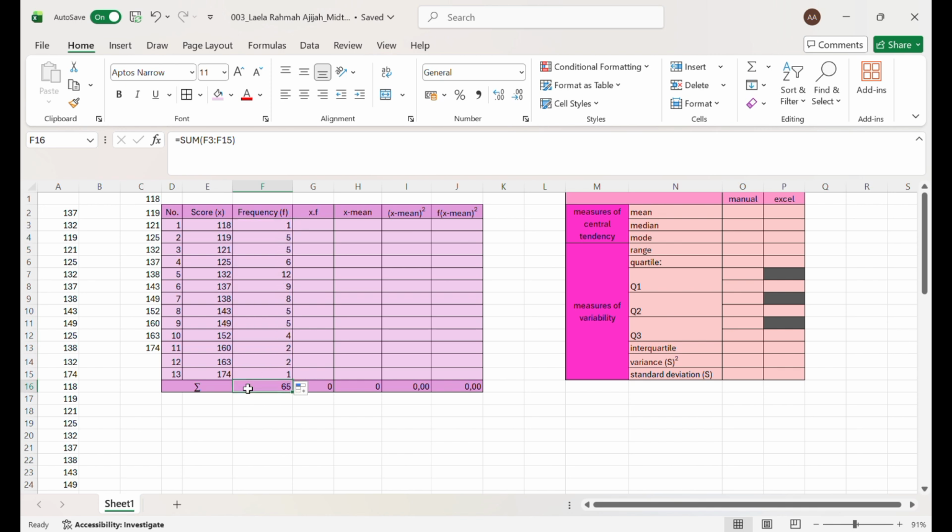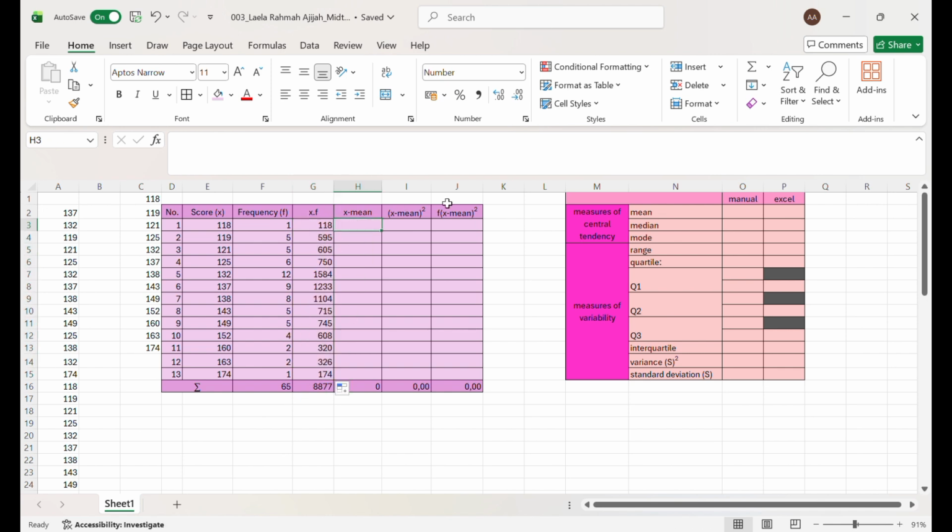For the sigma, you can use SUM. Sum, and block the frequency data, and move to X times F. You only need to use the star sign here, and you can pull it down like this.